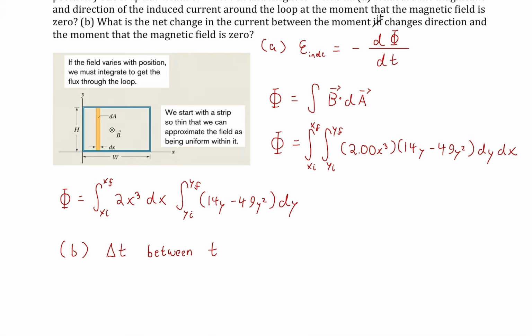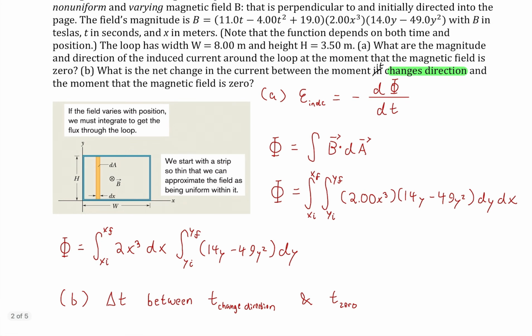Let me read that more carefully. What is the net change in the current between the moment it changes direction? There's the first one. Changes direction. So that is the t that we want. And the moment that the magnetic field is zero, t0. Okay, so thinking about that, we've got different functions of time for both of these.